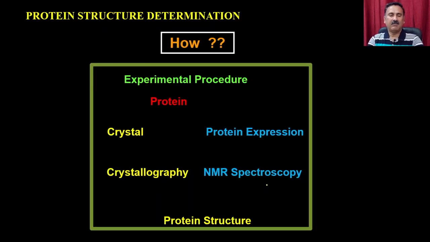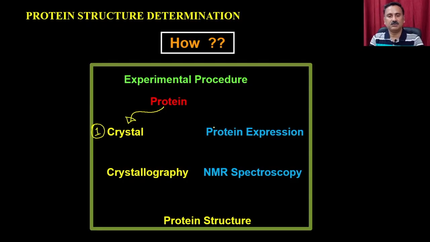So this is all about protein structure determination. What we have discussed so far are the experimental procedures, and in discussing the experimental procedure, we discussed two methods, two situations. In one situation, when you are able to produce the crystals, you are going to use X-ray crystallography to solve the protein structures.